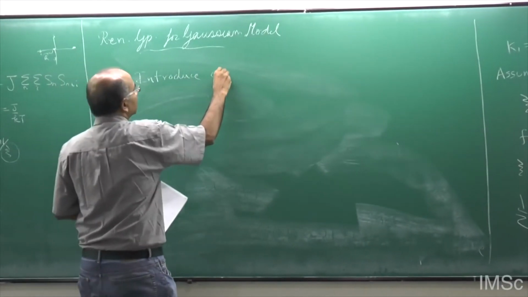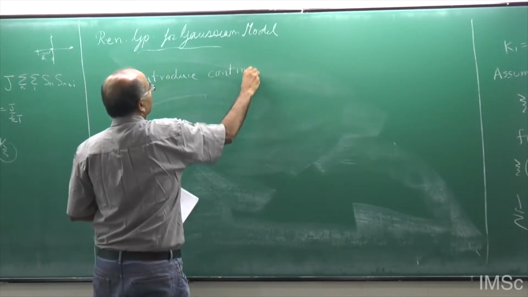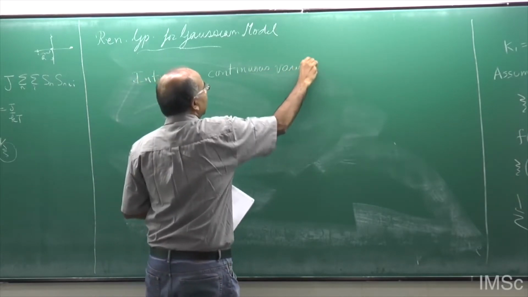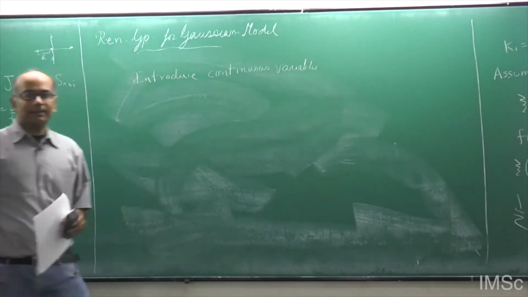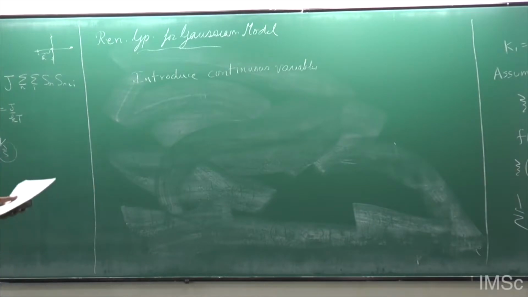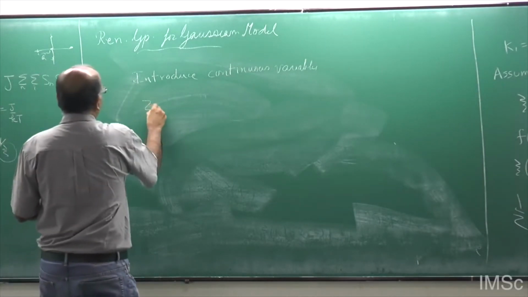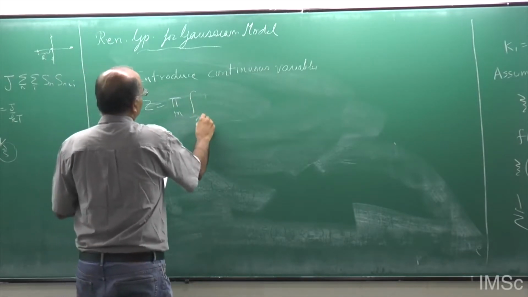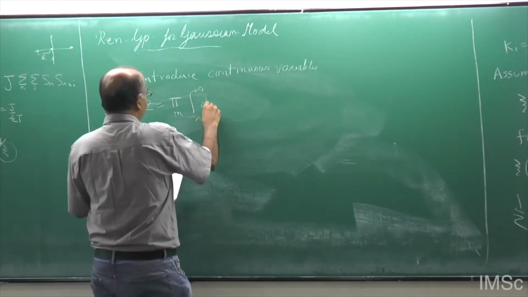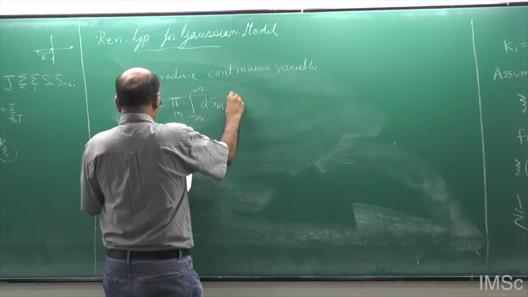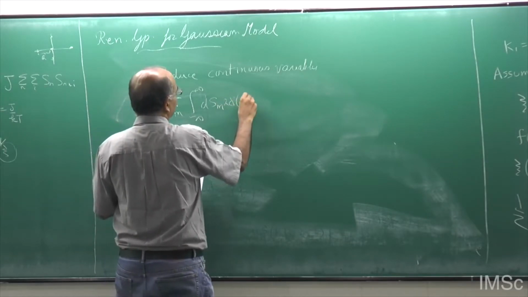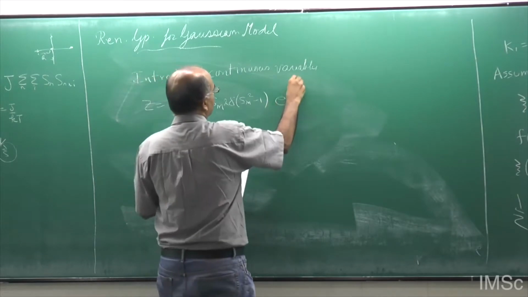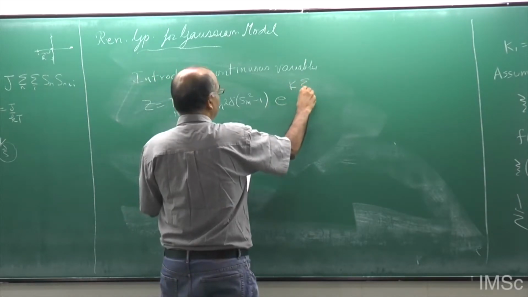Introduce continuous variables. See, discrete variables are hard to deal with. You can't use calculus. So you introduce continuous variables. What I'm going to do is a lot of cheating. So at this point, I haven't done anything.